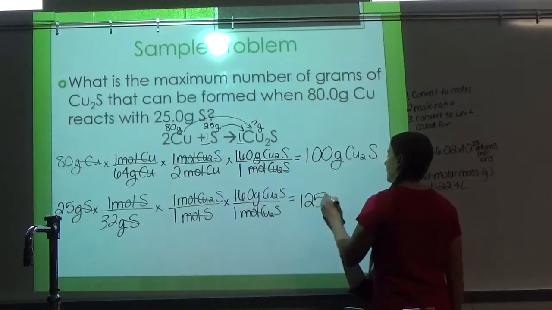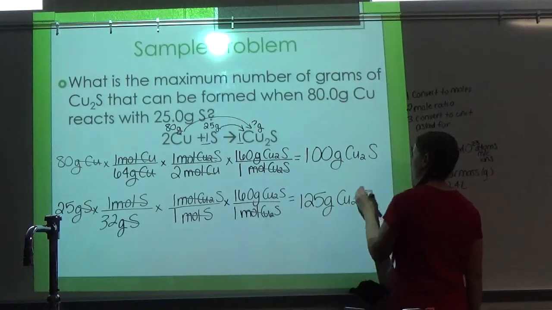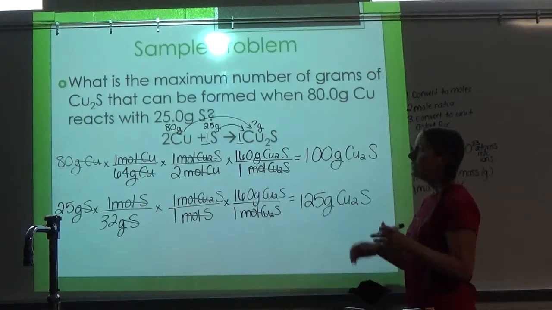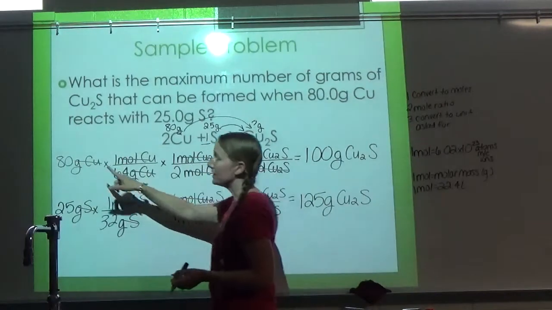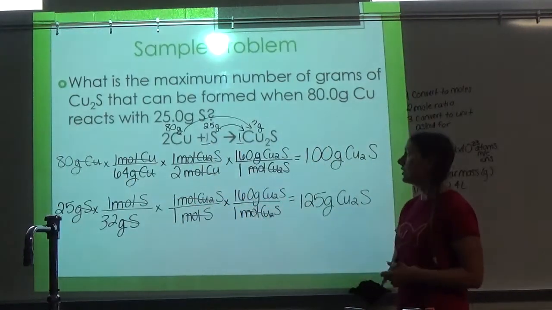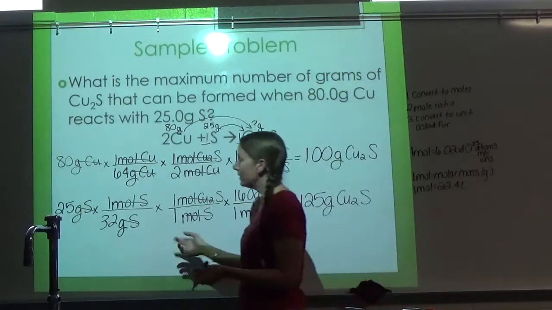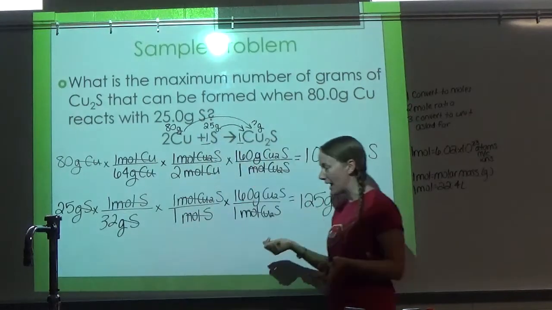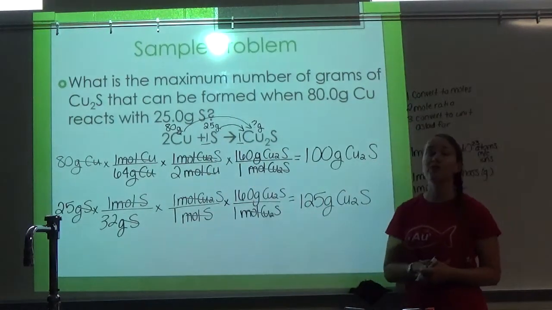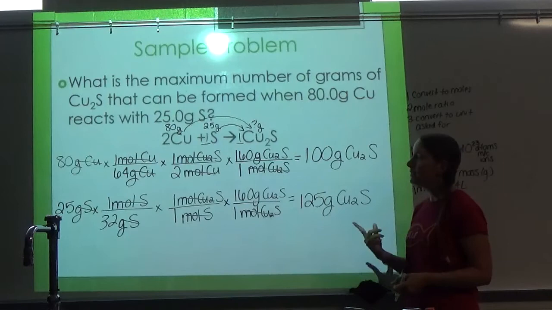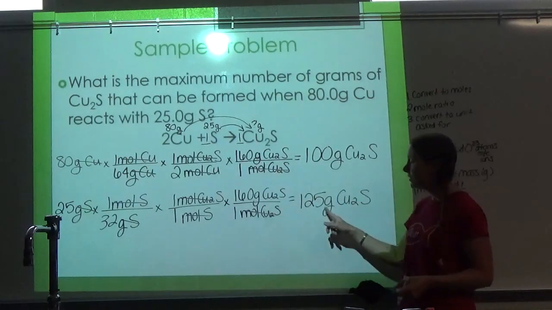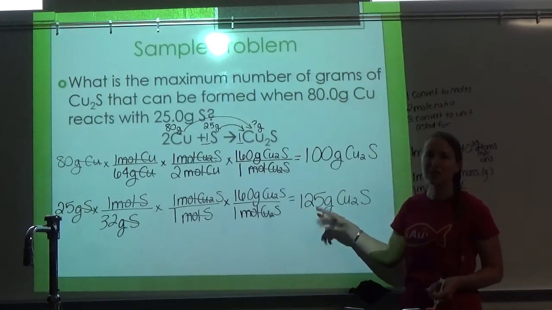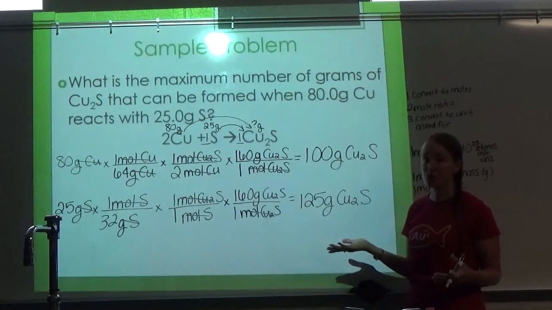Alright, so you can multiply across the top, divide across the bottom, and so for this I get 125 grams of Cu2S. So what this means is if all 80 grams of copper get to react, I'll make 100 grams of product. If all 25 grams of sulfur get to react, I will make 125 grams of product. But the problem is, once we make 100, we're out of copper. So we're never going to make that last 25 that sulfur could make. There's just going to be some extra sulfur.